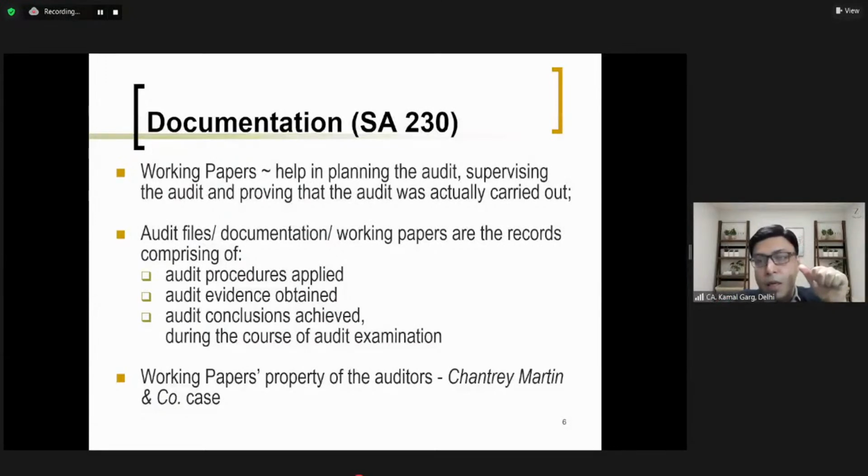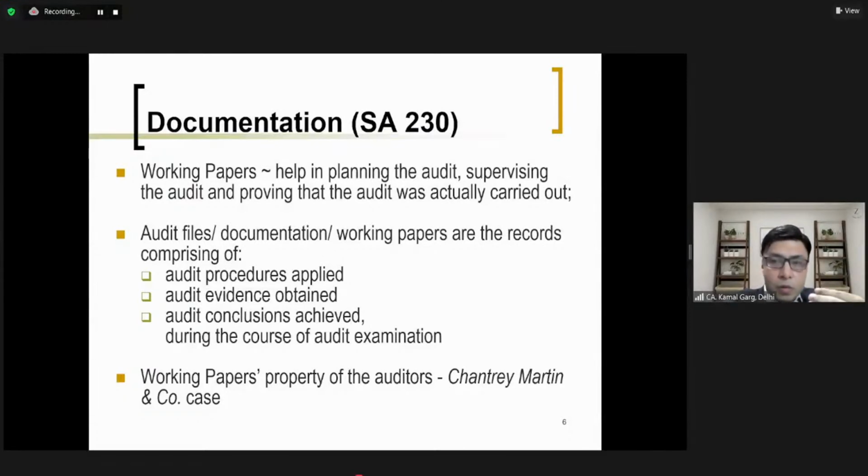Element number 1, it is a record of audit procedures applied. Number 2, it is a record of audit evidence obtained. And number 3, it is a record of audit conclusions achieved during the course of audit examination. For all these, we have several case studies to discuss on a practical note.